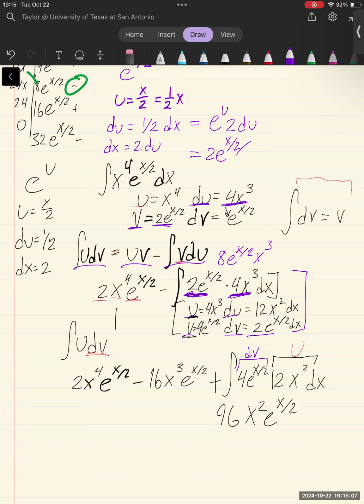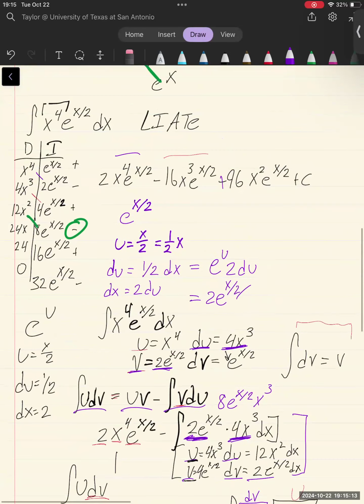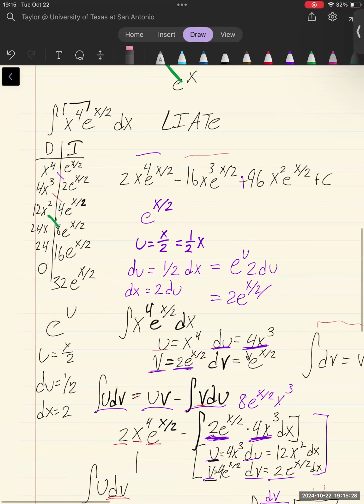Go ahead. Can you explain one more time why you circled the negative? I get the tabular method a little better since you've done it. Why did you circle the green part? Oh, this one here, actually that's incorrect. My bad. So I was just making sure that my signs lined up. But the signs really are connected to this part here.